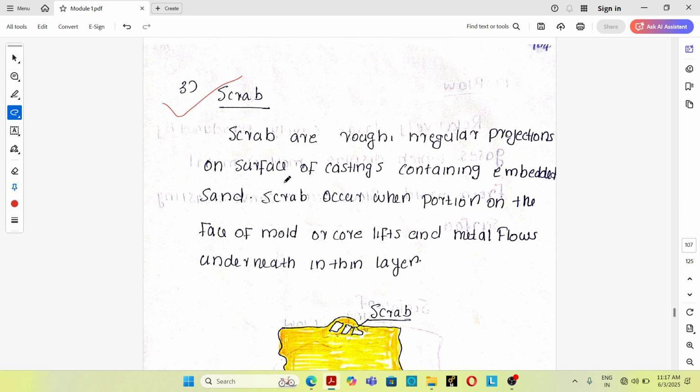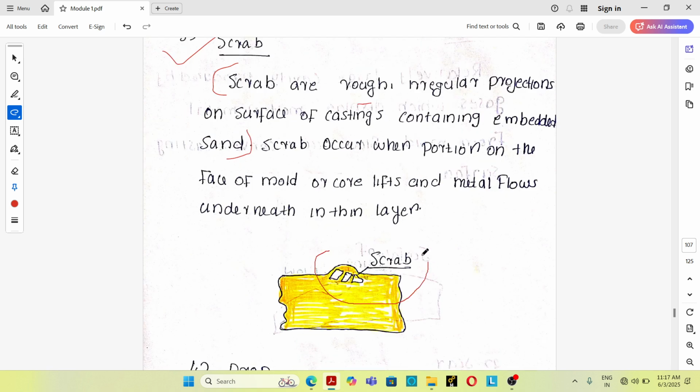Third one is scrap. Scrap is a rough irregular projection on the surface of a casting containing embedded sand. That is known as a scrap defect. You can see that this is a scrap defect. See, these are sand. Scrap occurs when a portion of the mold face or core lifts and metal flows underneath in a thin layer. So this is the reason why a scrap defect is formed.